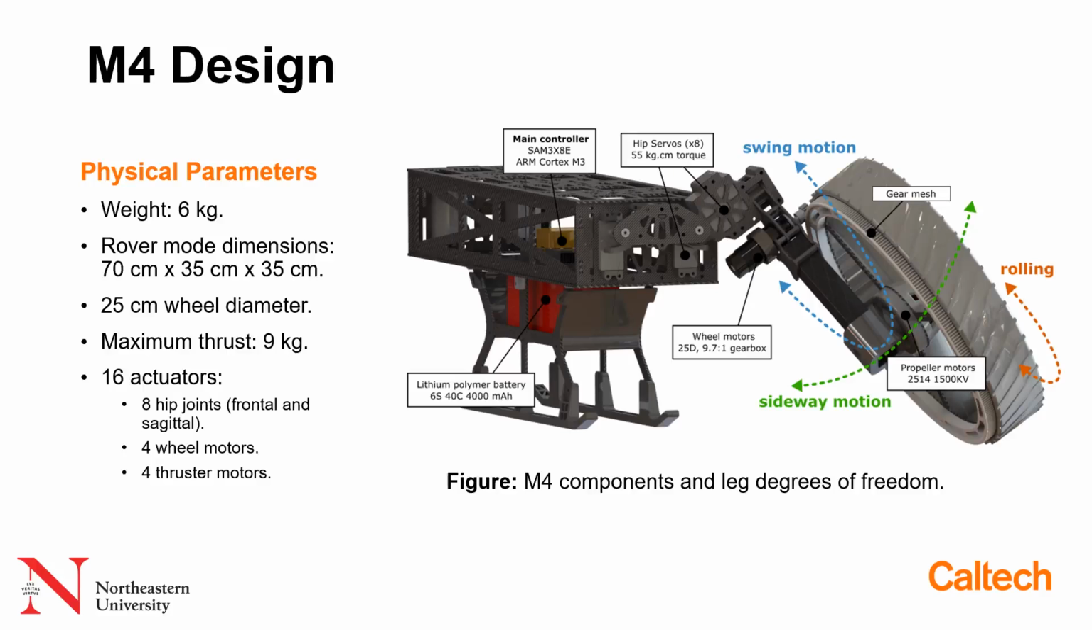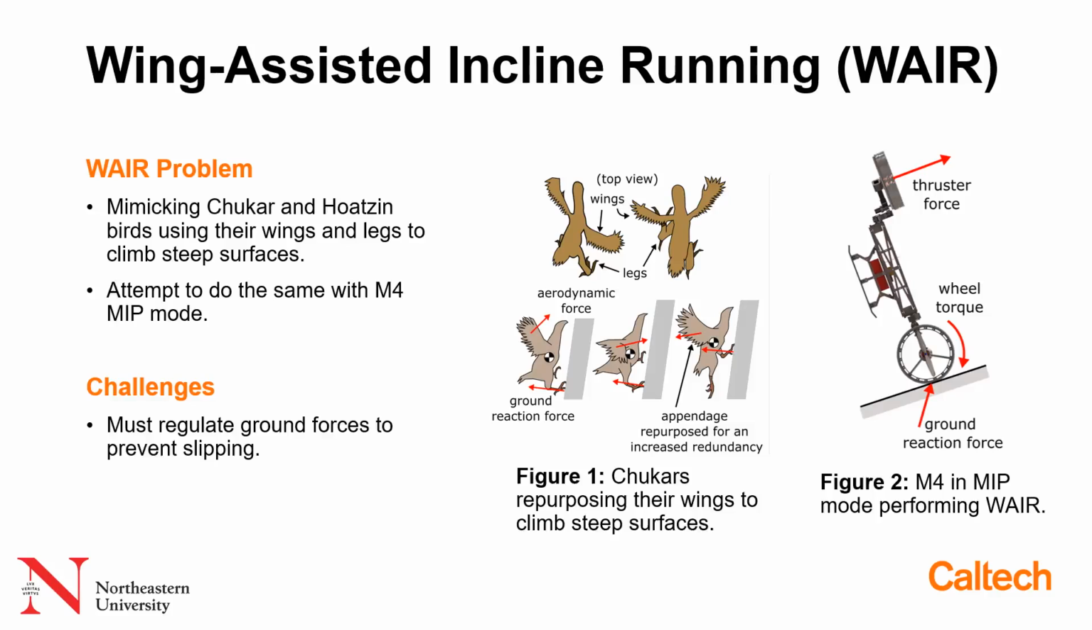The robot has 4 legs, but only one leg is shown in this figure for simplicity. Its leg has 2 hip joints over here, frontal and sagittal, to rotate the leg sideways and upwards. The leg has a wheel driven by this motor over here, attached with a gear and gear mesh on the wheel itself. There's a propeller motor stored inside the wheel axles to drive the propellers in the UAV mode or in the segway mode. The robot weighs around 6 kilos and has a maximum thrust of around 9 kilos, so we have a thrust to weight ratio of 1.5. And the robot has 16 actuators and can be modeled using 80 degrees of freedom if we ignore the propeller dynamics.